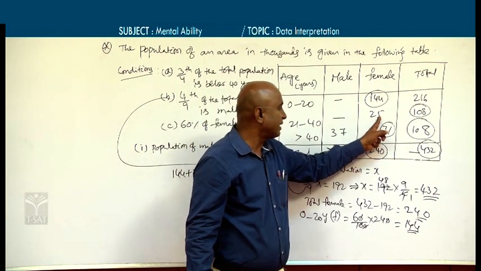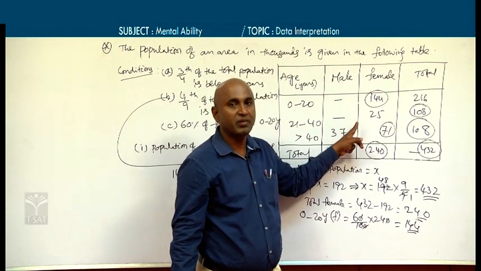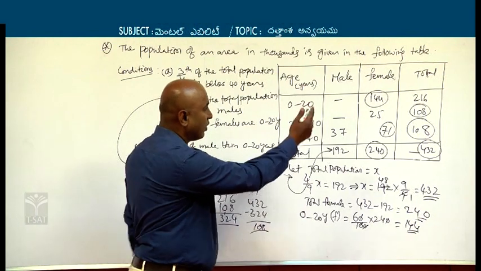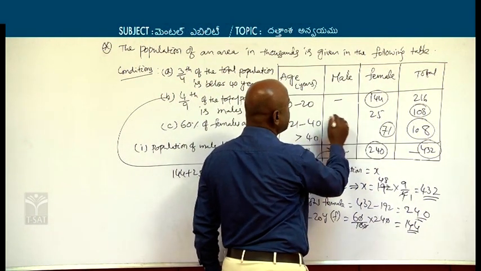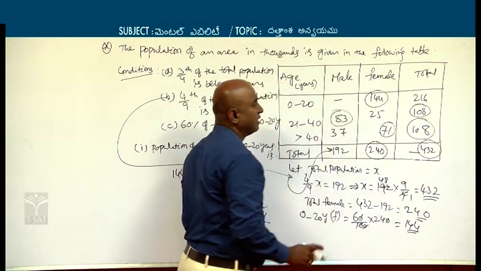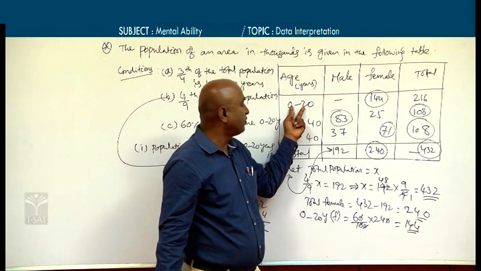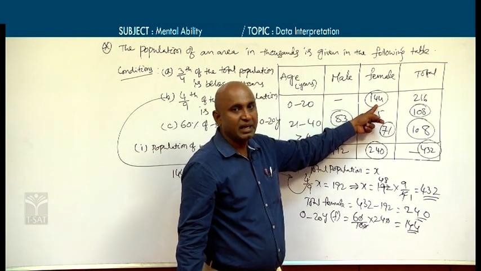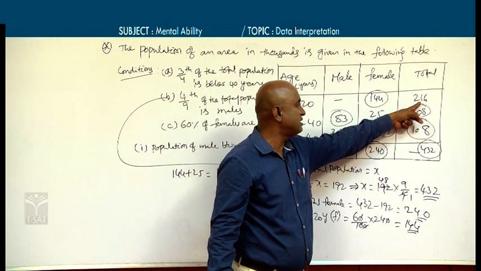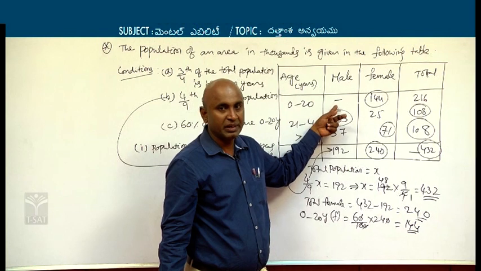దీంట్లో నుంచి కానీ దీన్ని సబ్ట్రాక్ట్ చేస్తే we will get the male population of 21 to 40. So 108 minus 25, 100 minus 25, 75 plus 8, that is 83,000. Similarly, we know the population of total of 0 to 20 and we know the population of same group of female. Now you subtract this value from this value, you will get the male population of 0 to 20.